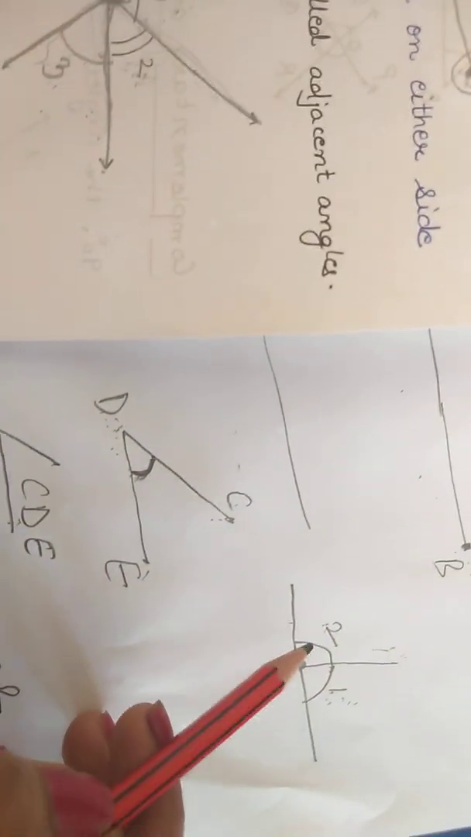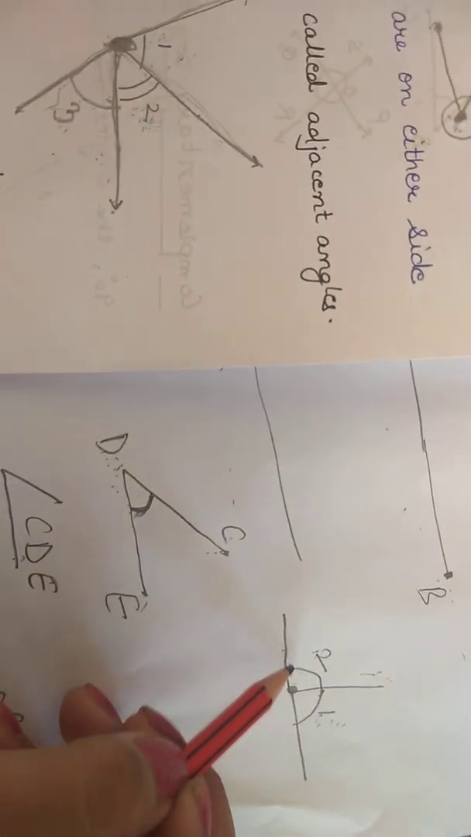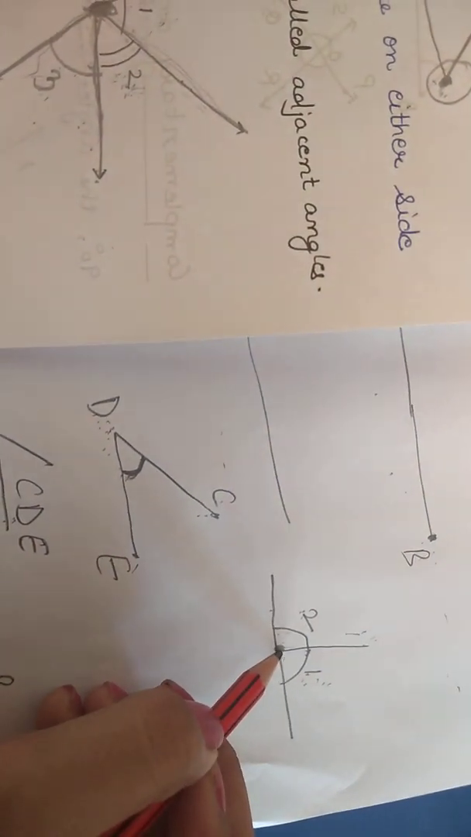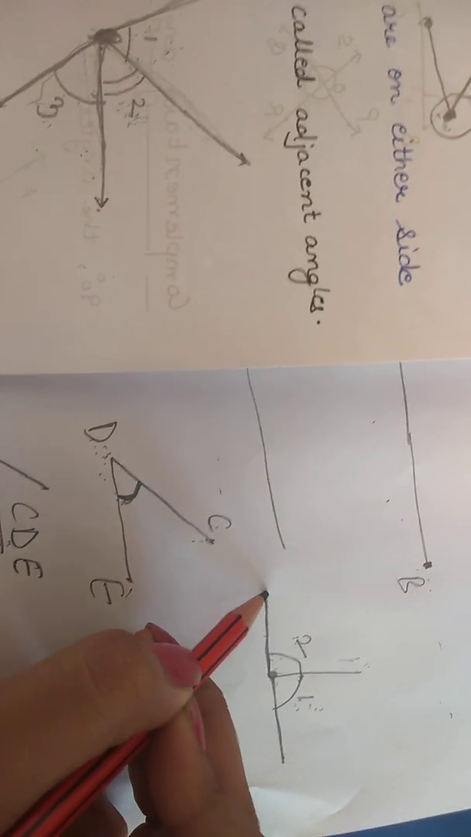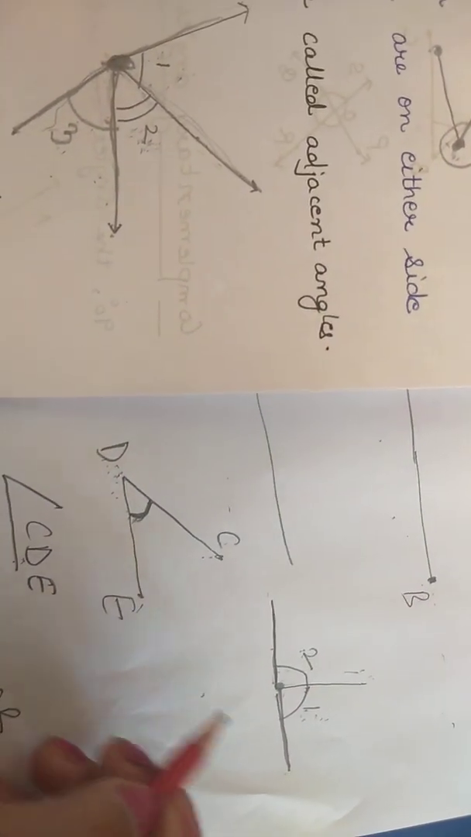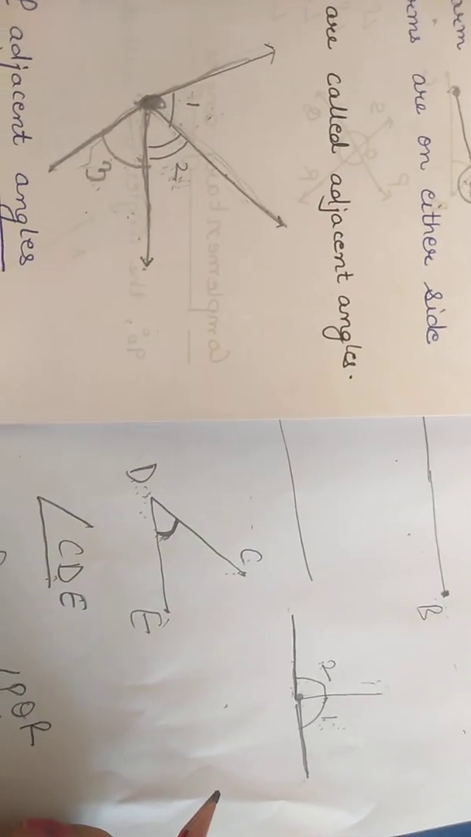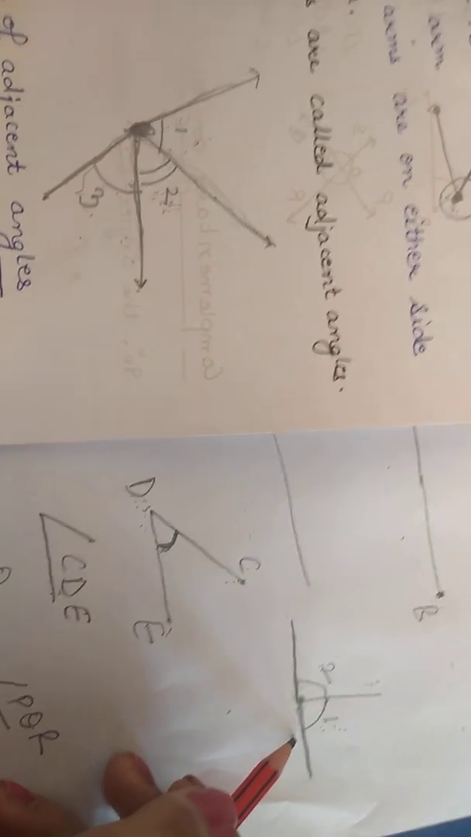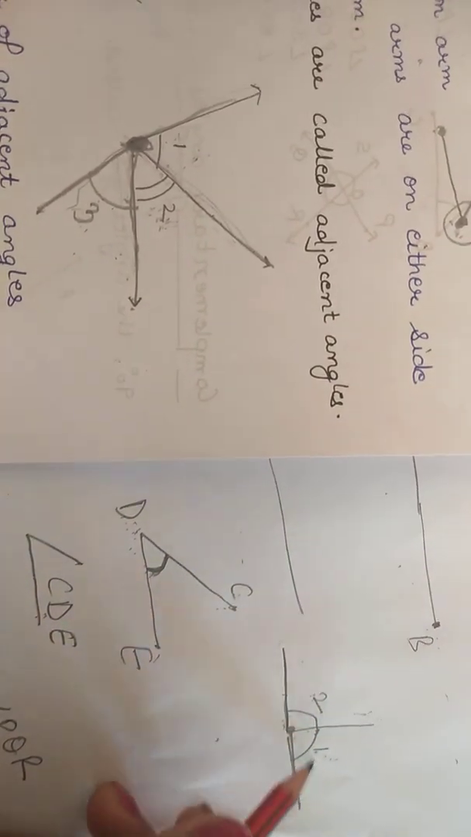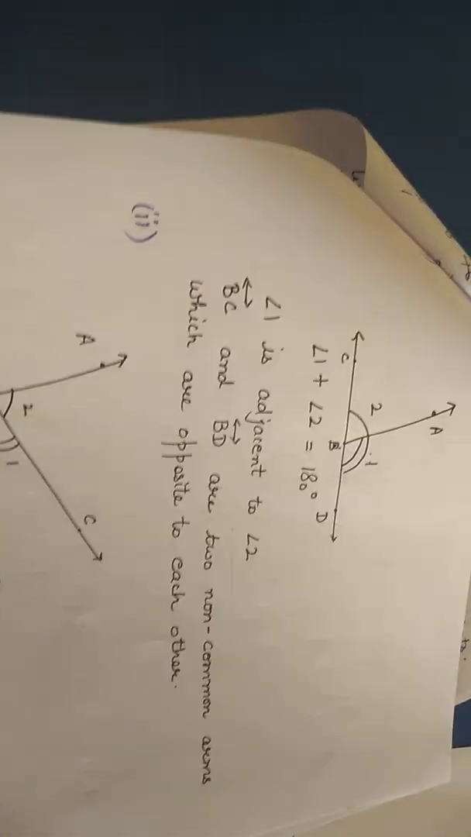So here, what are the non-common sides? See, this is the common side, na? And the non-common sides are this one and that one, and these are opposite to each other. One is going in the east direction and one is going in the west direction. Okay, so here you can say that angle 1 and angle 2 make a linear pair. So this is the difference between adjacent angles and a linear pair.